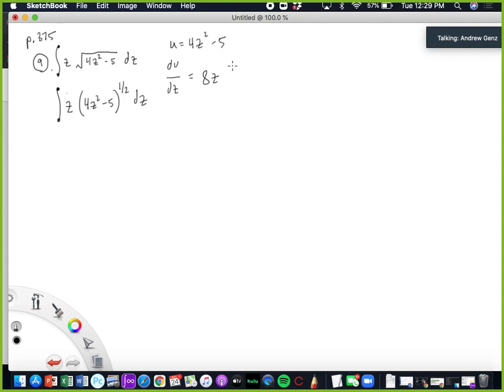8z. All right. And then what we learn with this new indefinite integral stuff is, what do I have to do now? You have to find du. And how do I do that? Multiply both sides by dz. It looks like a t, doesn't it? So I'm going to multiply both sides times dz. So du equals 8z dz.